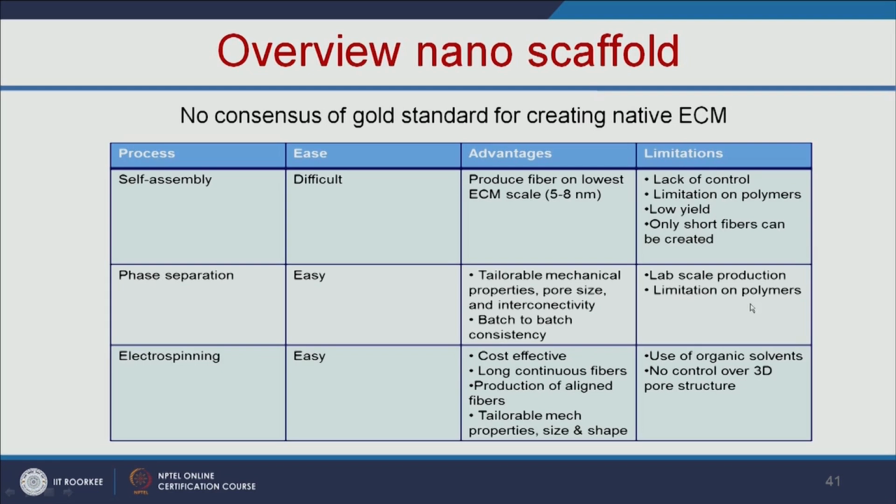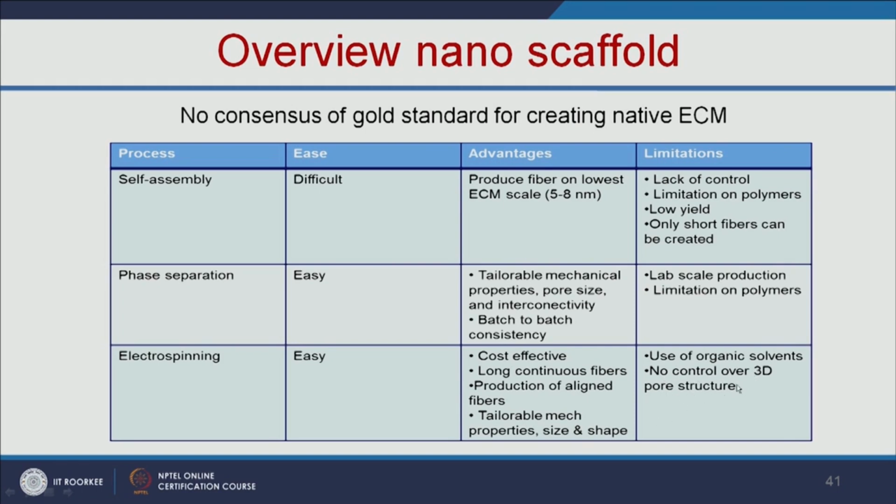Only limitation to particular types of polymers. And electrospinning is very easy and it is cost effective, and we can make long and continuous fibers, and production of aligned fibers is possible, and we can also tailor the mechanical properties, size and shape. The limitations are, in some cases we have to use organic solvents and we do not have any control over the 3-dimensional pore structure.